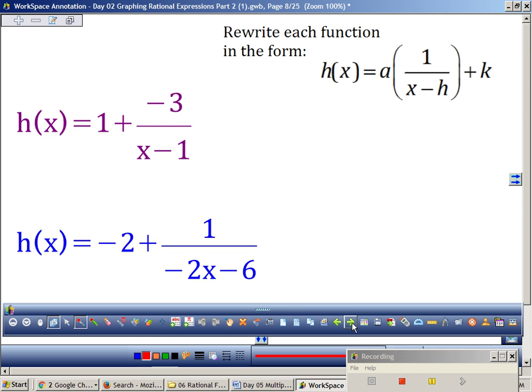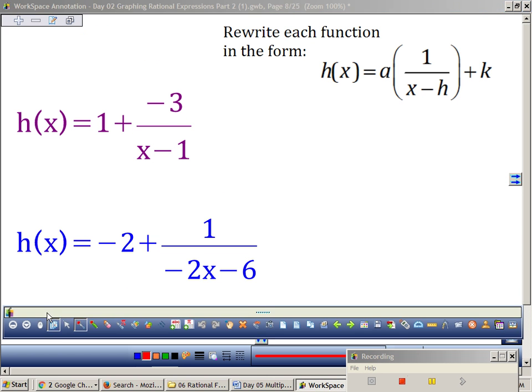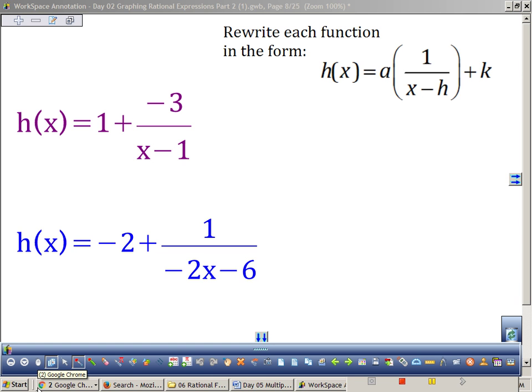Okay, let's try another one. Let's see. This would be a good one here. Blue one. See the blue one.